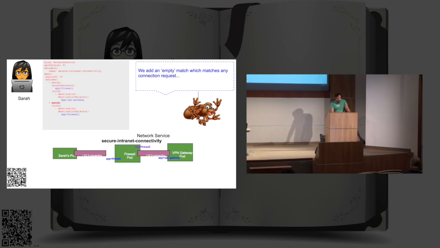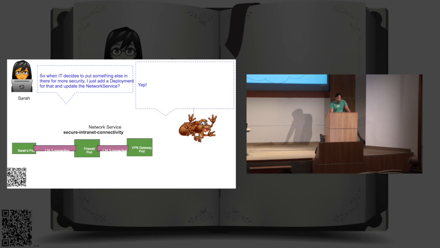So for the pod getting into the firewall, we have the default matcher, and what we do is we say the default match is, there's no source selector, so the default in this scenario is destination app is firewall. So Sarah's pod, since it has no relevant labels, gets matched up to the app firewall, and that completes the full connection from the pod to the firewall to the VPN gateway.